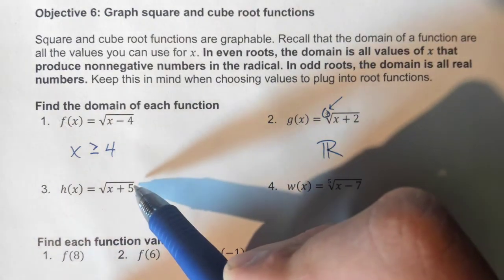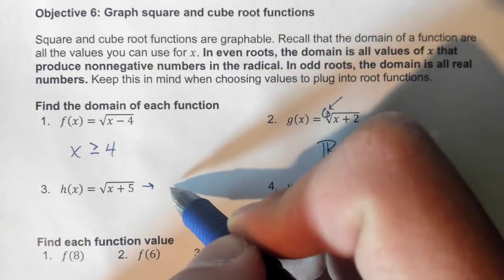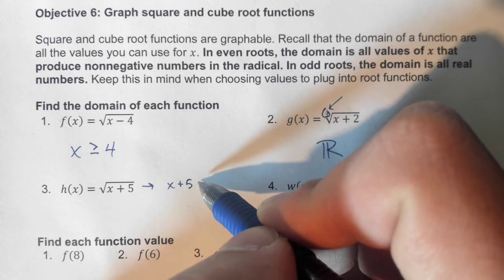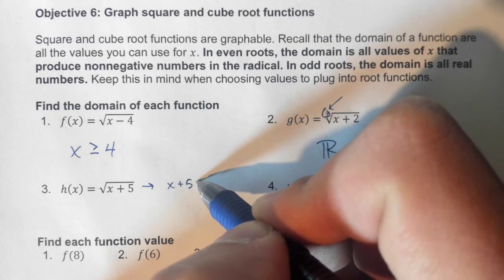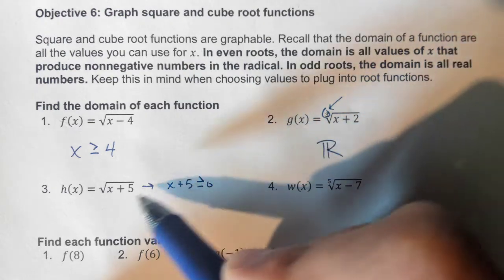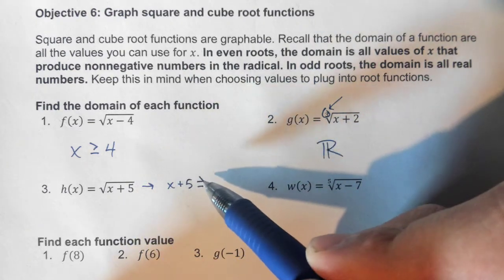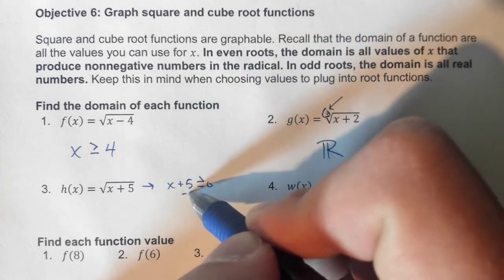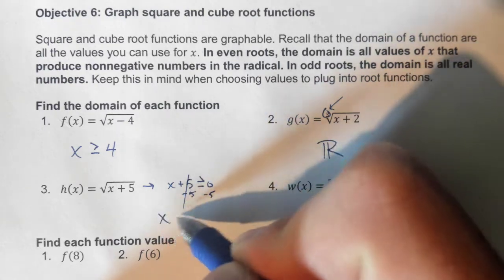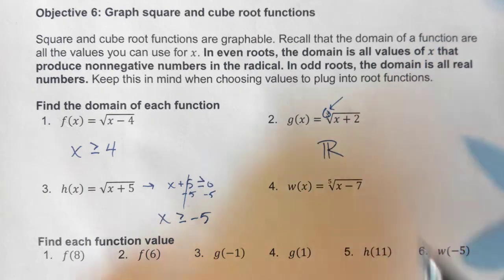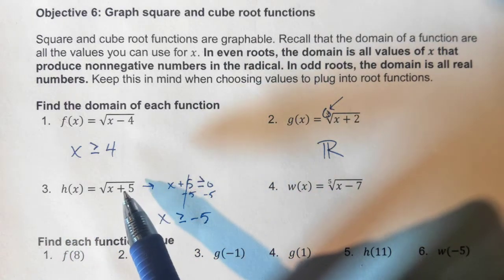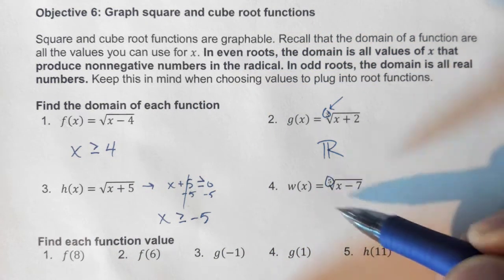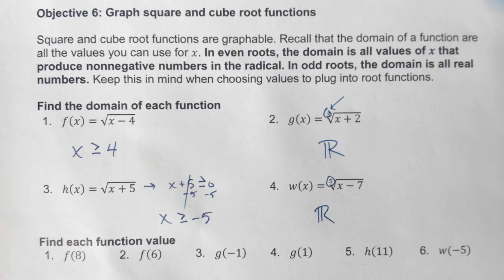So what you really need to do for these is take the thing under the radical, and set it to be greater than or equal to 0. Because remember, whatever's under the radical has to be greater than or equal to 0 for you to be able to take a square root of it. So you subtract 5 from both sides of the equation, and you've got your solution. X has to be greater than or equal to negative 5. Because negative 5 plus 5 is 0, and that's the minimum value that I could have under a radical. And then for 4, you see that odd index. So again, all real numbers is the domain.